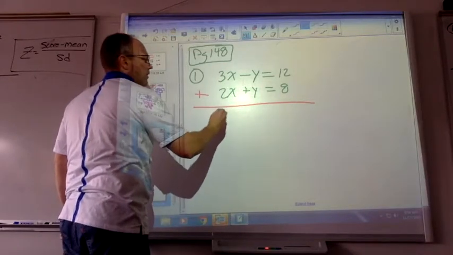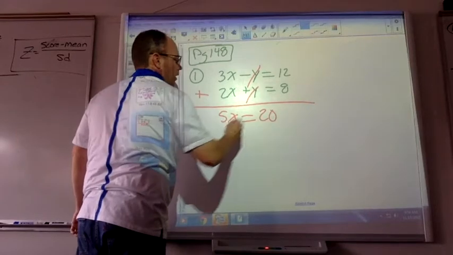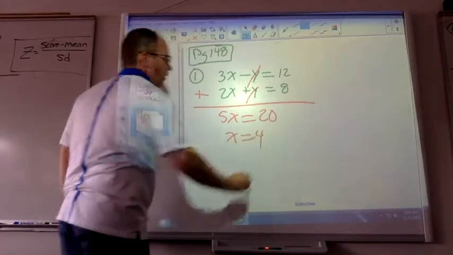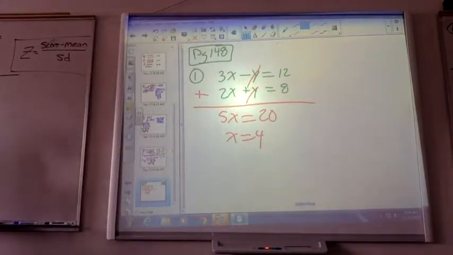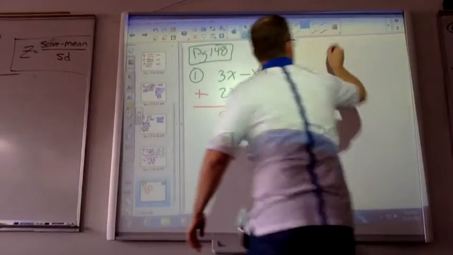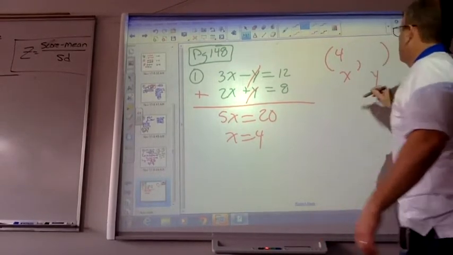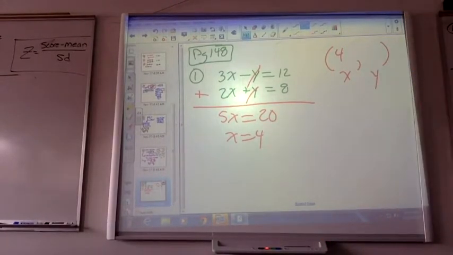3x plus 2x, 5x. The y's cancel. Equals 20. x equals 4. Oh! Have I solved the whole problem yet? No, what do I need to find still? y. So I have 4 as my x. What should I do with that 4 to solve for my y? Plug it in. Pick one of the equations.